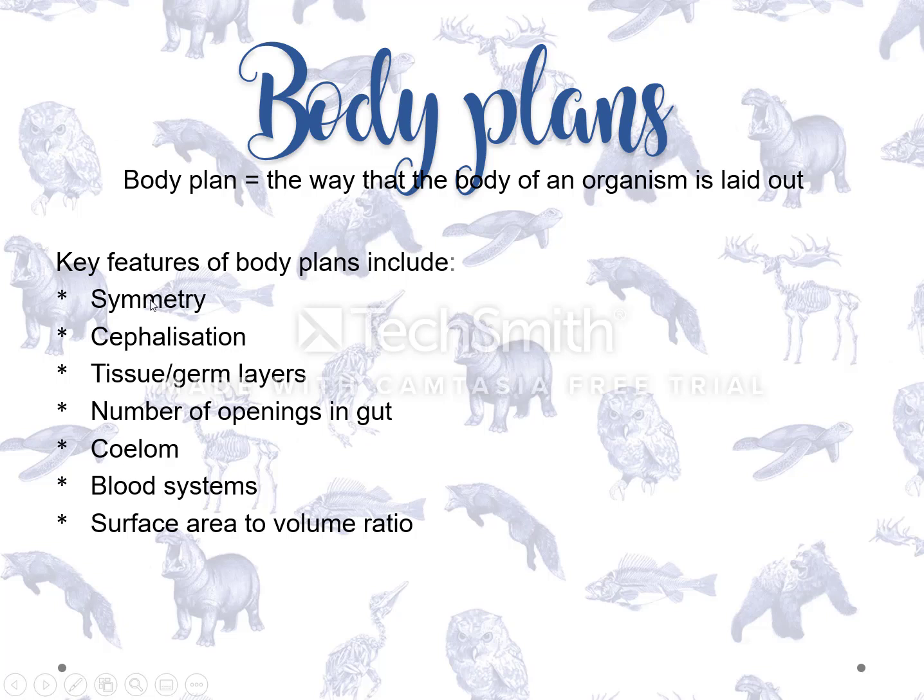Okay, so we've done symmetry. We've done cephalization. We've spoken about germ layers, which was the embryonic layers. We've done the number of openings in the gut. We've done the coelom. We've done blood systems. The thing that I've left out is the surface area to volume ratio. And the reason that I've left it out is because it doesn't get tested anymore. I will do maybe a short little video on it just so that it makes sense.